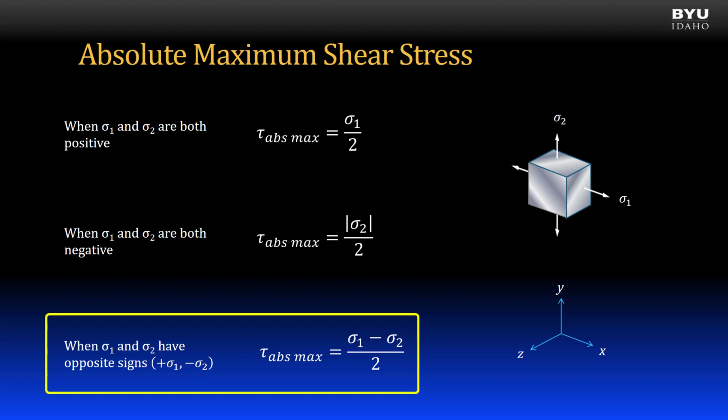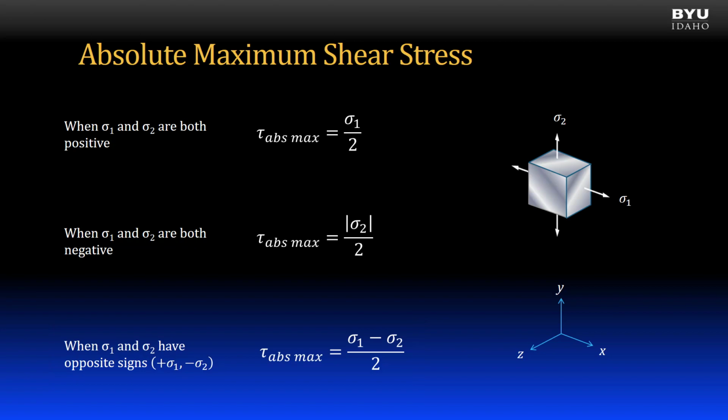If the principal stresses have opposite signs, the absolute maximum shear stress is equal to sigma 1 minus sigma 2 divided by 2. In this case, sigma 2 will be negative, so the term sigma 1 minus sigma 2 should yield a value larger than sigma 1. Note that for this case, the absolute max shear stress is equal to the max in-plane shear stress. The origin of these equations is now briefly explained.